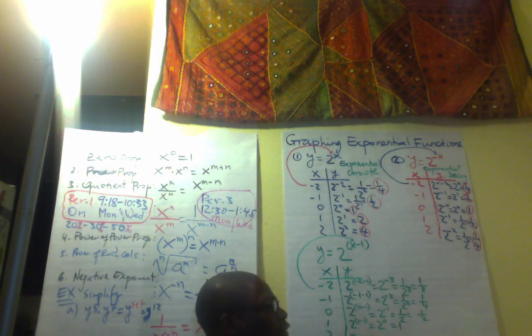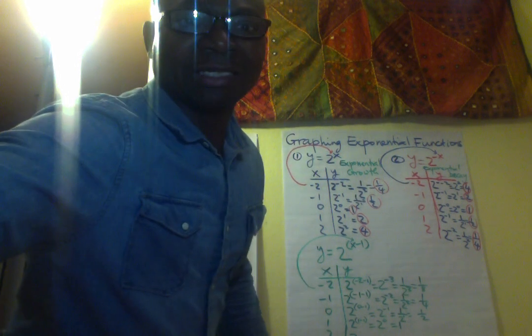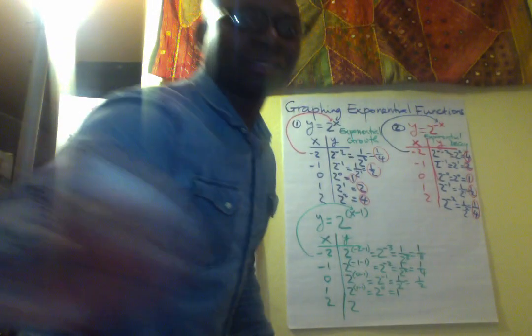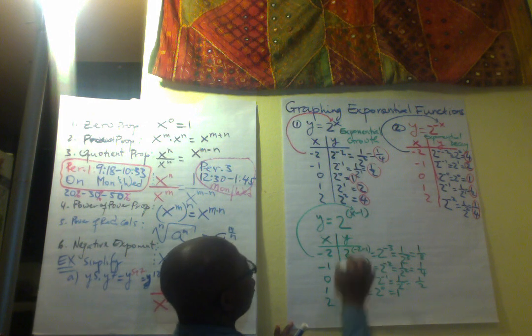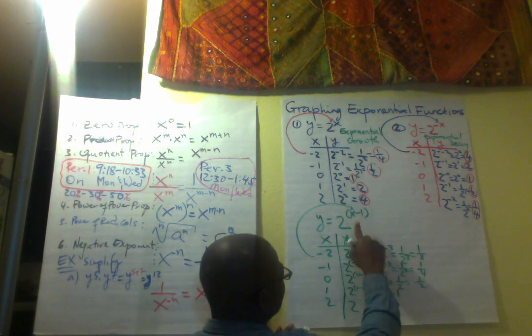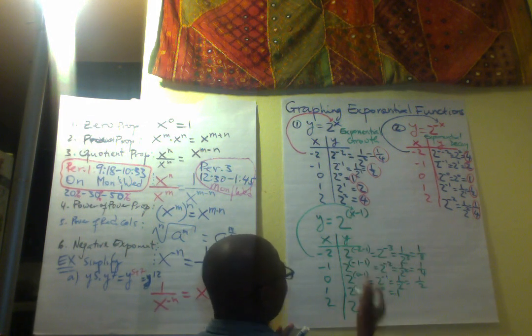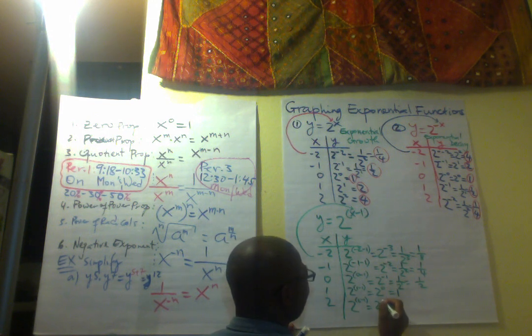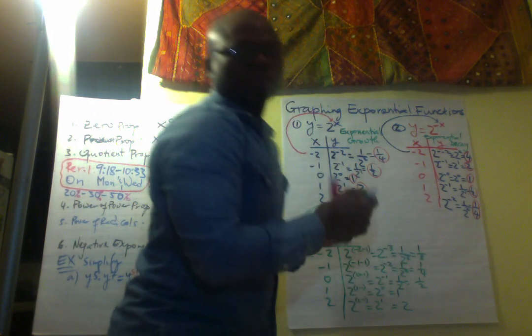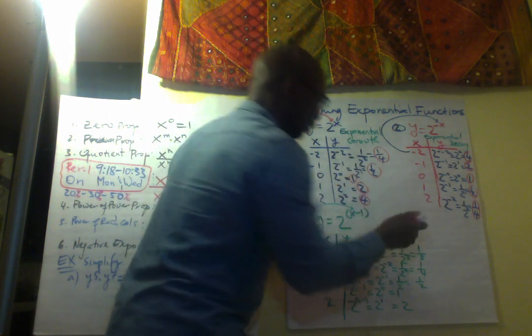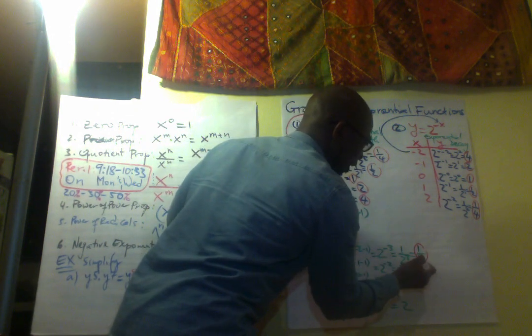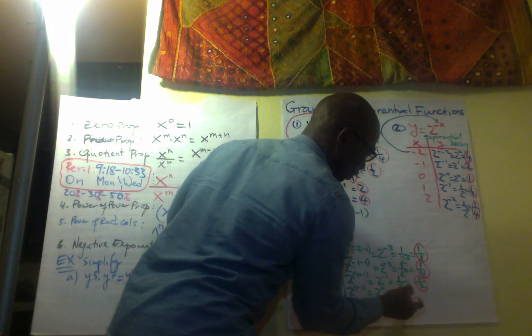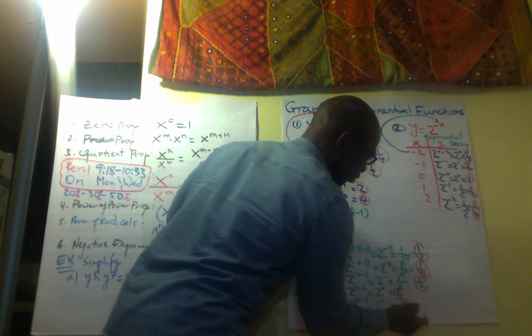Okay, and the last value, 2 to the power of, see if you guys can see. 2 to the power of 2 minus 1. So that gave me 2 to the power of 1, which is nothing but 2. Okay? So let's look at those values that we generate. 1/8, 1/4, 1/2, 1, then 2.